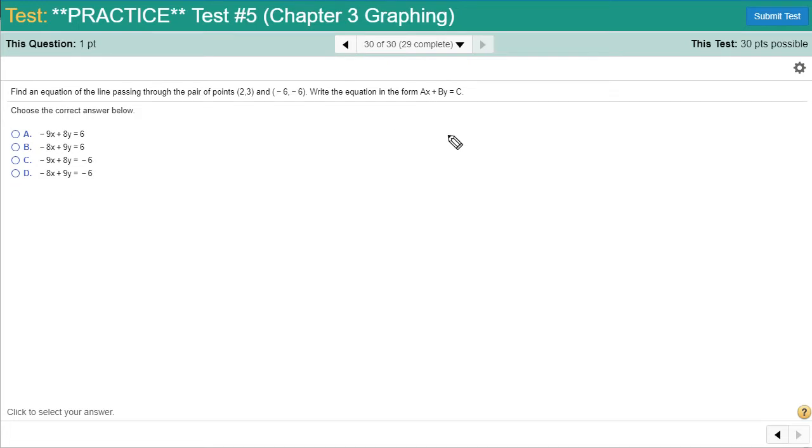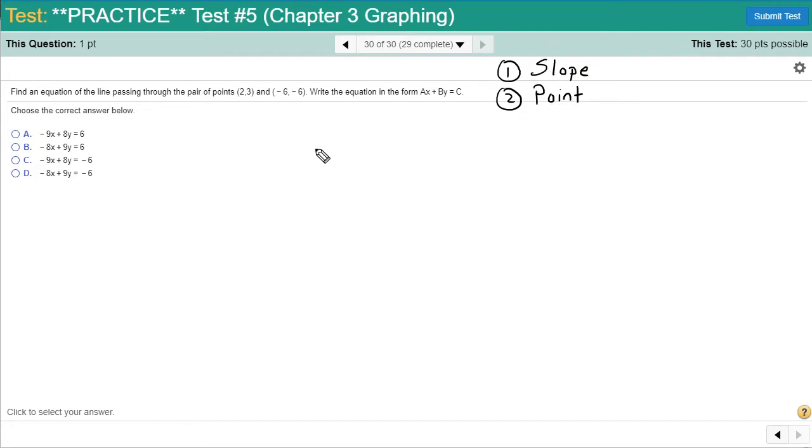Well, again, just to review, remember, in order to write the equation of a line, we need two pieces of information. We need the slope, and we need one point. So let me say that again. To write the equation of a line, you need two pieces of information. First is the slope. The second piece of information is the point.